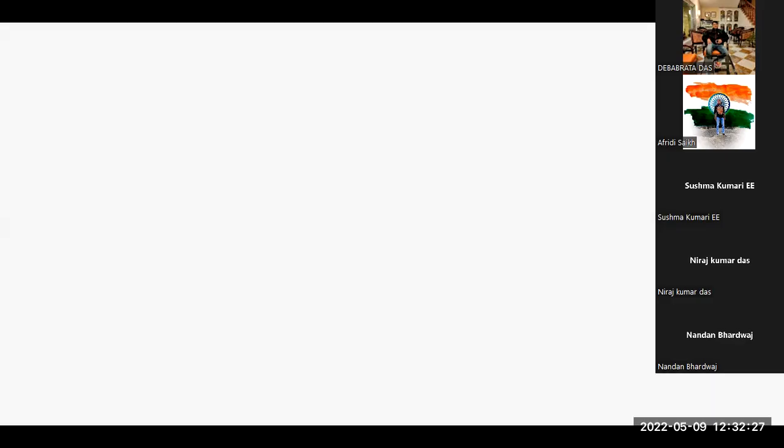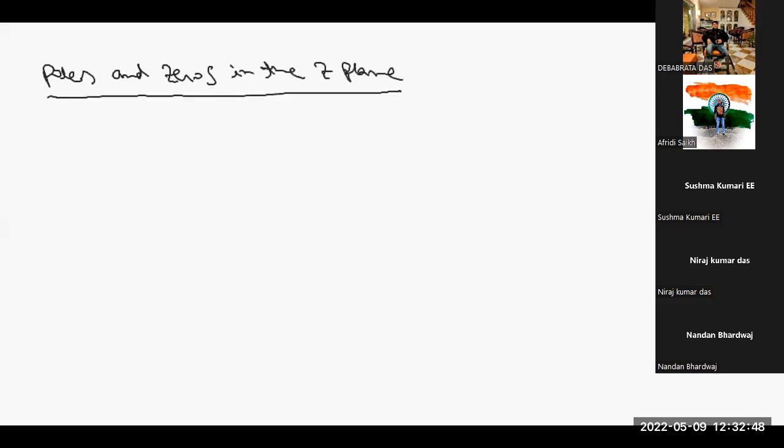Next, poles and zeros in the Z plane. This is one of the important topics. Poles and zeros of the mapping of S plane or Z plane, that is, poles and zeros in the Z transform.